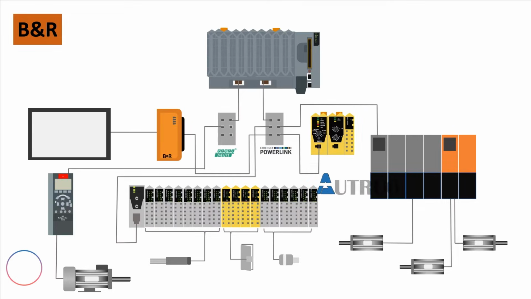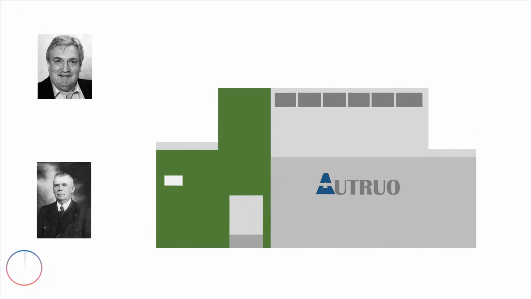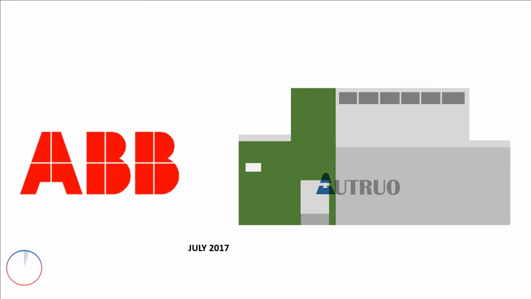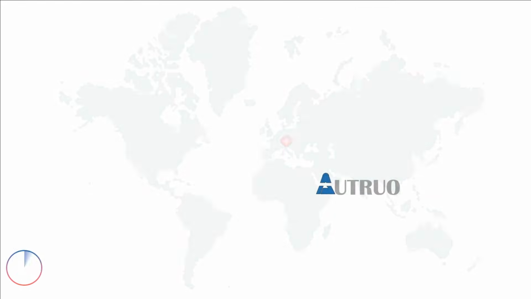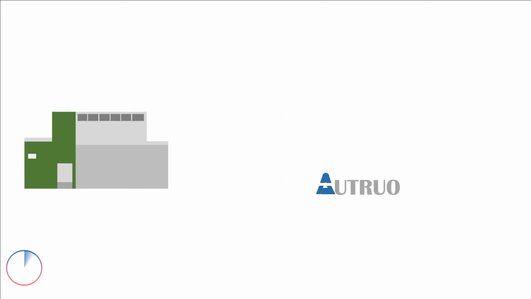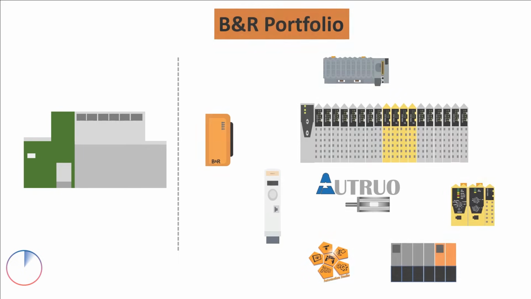B&R is an Austrian automation and process control technology company. It was founded in 1979 by Erwin Bernecker and Josef Rainer. However, in July 2017, the company was acquired by the Swiss company known as ABB Group. The company is headquartered in Eggelsberg, Austria. B&R Industrial Automation is the technology behind some of the largest and best-known names in automated machinery.